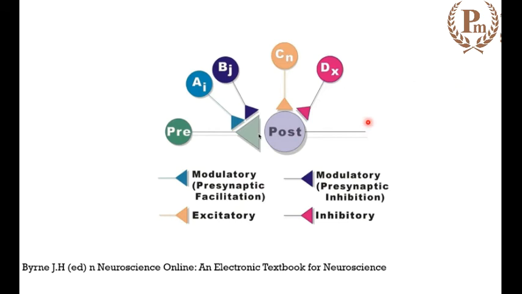Is there a modulatory presynaptic inhibition? Is there any modulatory presynaptic facilitation? Is there excitation? Is there inhibition? So one postsynaptic neuron can be under the influence of many factors. It can be inhibited also. It can be excited also. There can be modulatory neurons which modulate my presynaptic end. There can be modulatory neurons which modulate my postsynaptic end also.